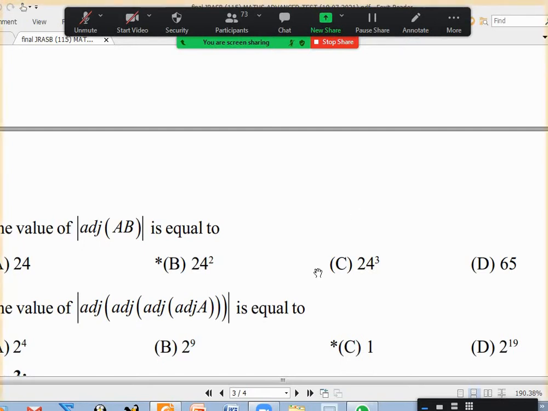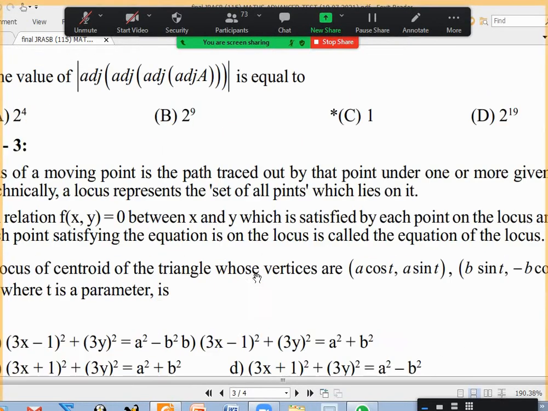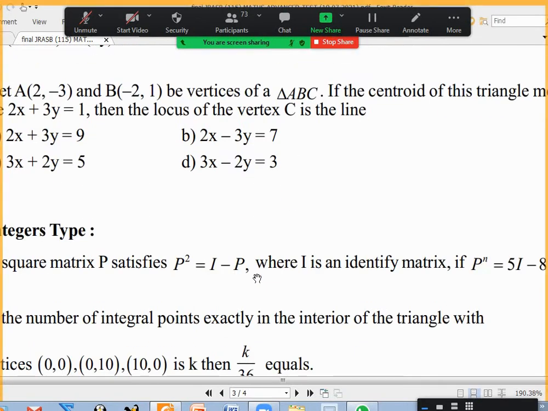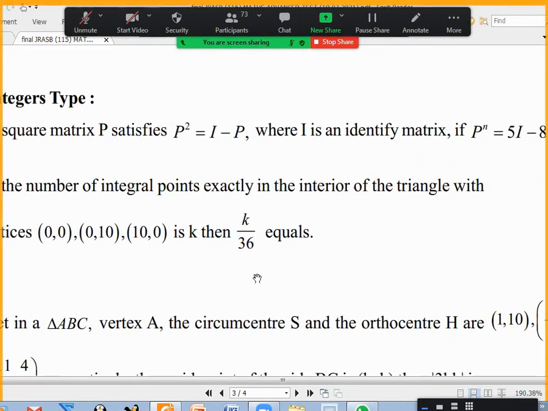The passage? Okay. Integers first question. Any doubt? Yes, sir.